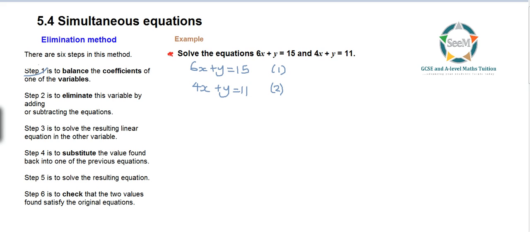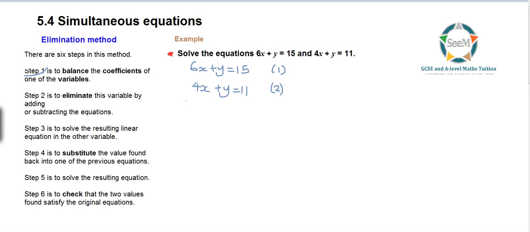Okay, the next thing, the first step to solving by elimination is to balance the coefficients of one of the variables. Well, it's obvious here that the coefficient of y is 1 in each case, so we'll use that.